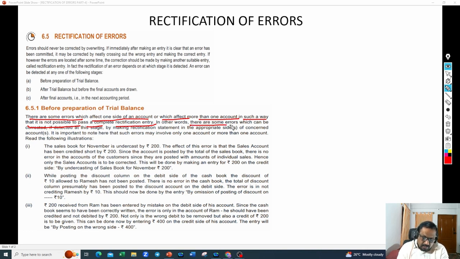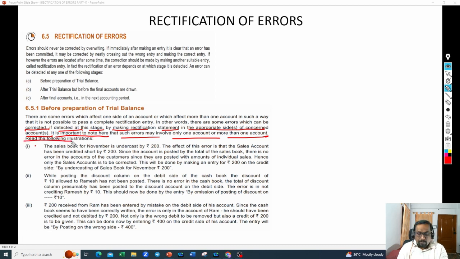In other words, there are some errors which can be corrected, if detected at this stage, by making a rectification statement in the appropriate sides of the concerned accounts. So if you could identify these errors before preparing the trial balance, and if you could identify which side this error impacted, it will be easy for you to rectify immediately. Don't worry about this paragraph. I'm going to explain with illustrations so that you can definitely understand. It is important to note here that such errors may involve only one account or more than one account. So better go through the following illustrations. That is what they said.